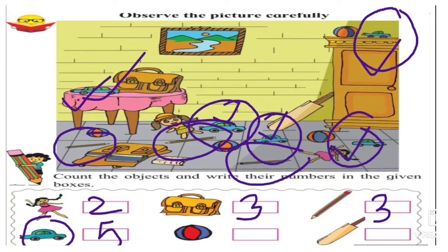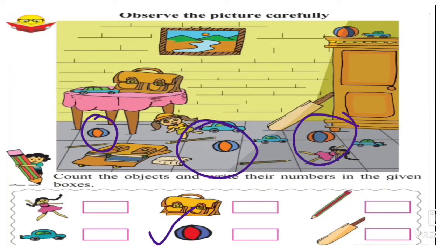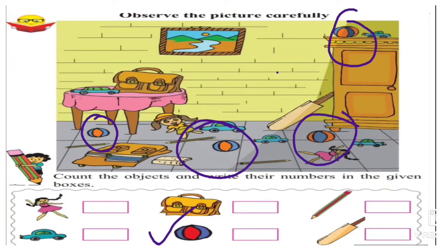Understood? Very good. And see this picture. What is this? Ball. We have to find balls in the given picture. How many balls are there? Let's count. 1, 2, 3, 4. There are 4 balls. We will write 4 in this empty box. Understood? Very good. And see this picture.